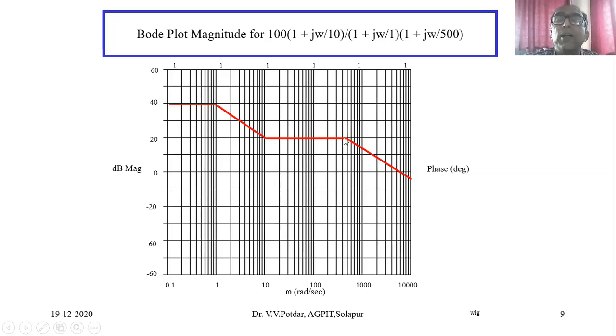And thereafter I have got the second pole, right? From the third corner frequency, I have got the third factor, that is a simple pole. It will be having a slope of minus 20 decibel per decade, starting from the third corner frequency and going up to infinity. So this is my magnitude plot for this transfer function.